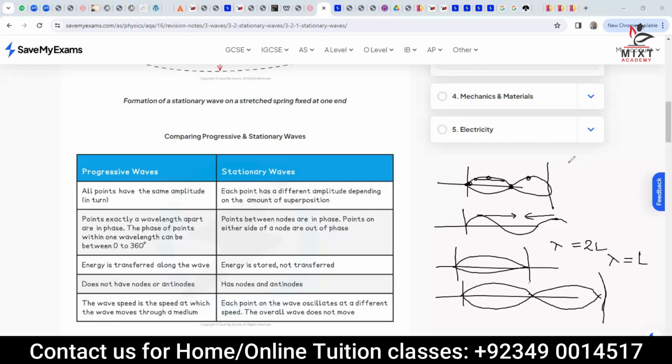If there are three loops, then it will be one wave and a half. So basically, I can say that lambda will be equal to 2 by 3 L.